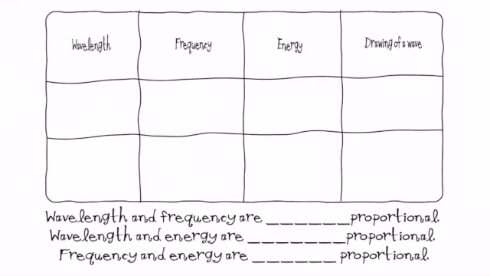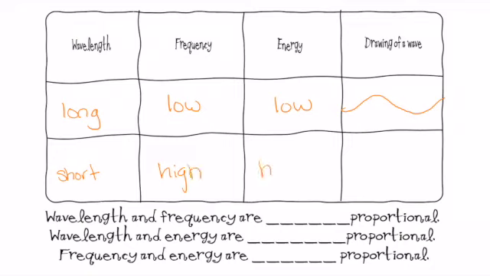We can compare wavelength, frequency, and energy. If we have a long wavelength, we would have a very low frequency and low energy. So draw a wave, it has a long wavelength. If we have a very short wavelength, we have a high frequency, high energy. So a drawing of this wave.